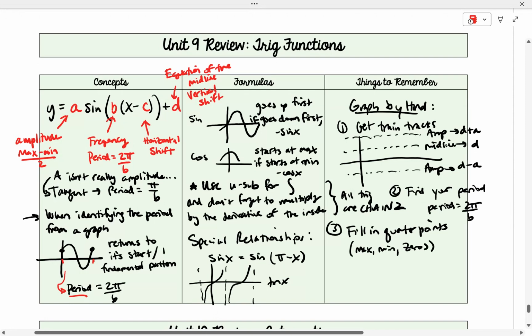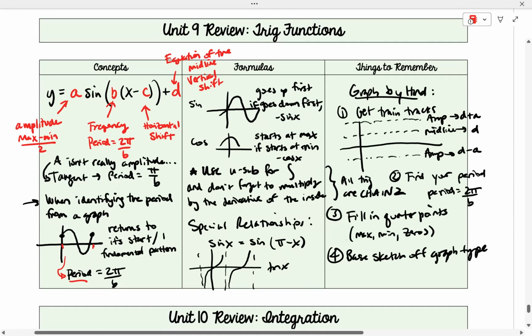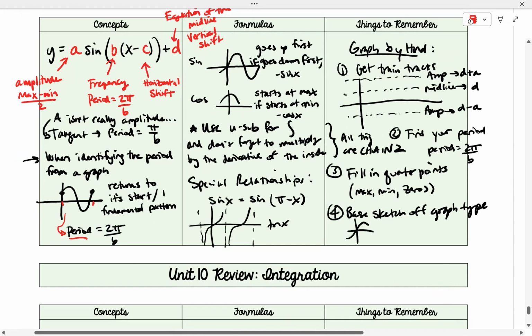And then you're going to base your sketch off your graph type. If it's sine, sine starts by passing through the origin. If it's cosine, cosine starts at the max, right? And then after 4 comes 5. Make sure that you stop at the interval. They're going to give you a specific interval to graph over. Okay, and if they don't, put arrows on the ends. Yay, that's it. Okay, let's do some problems.